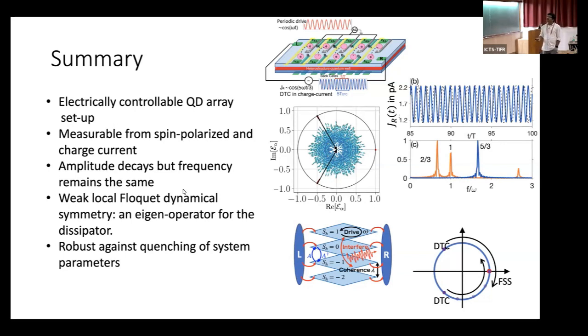I forgot to mention why it is weak and local. It is weak because the amplitude is decaying, and local because the dynamical symmetry is not with the extensive spin operator, but with the operators situated near the left and the right lead. This is why we named it a weak local Floquet dynamical symmetry operator. Basically, it adds an extra eigenoperator condition on top of the eigenoperator condition you have in the Hamiltonian, and it is robust against quenching of the system parameters.